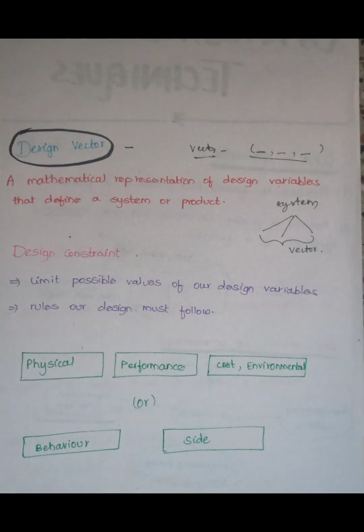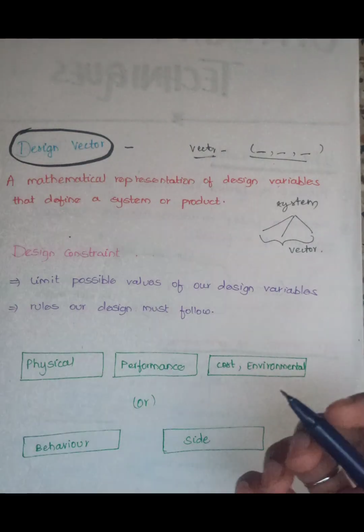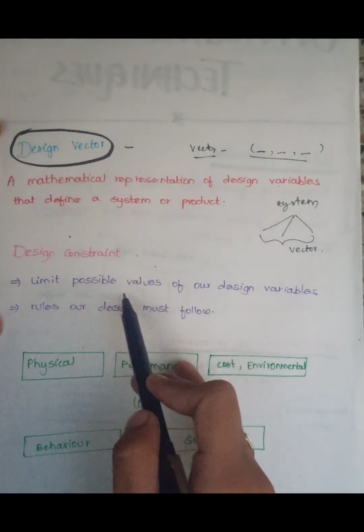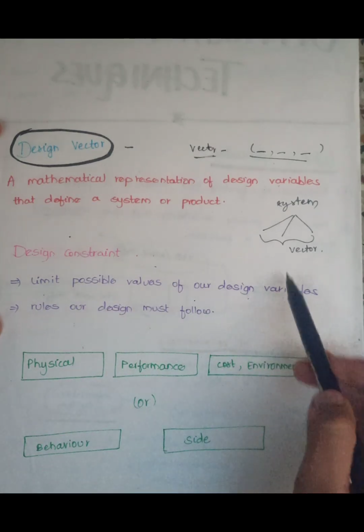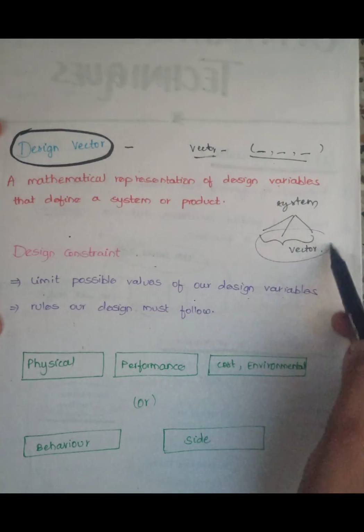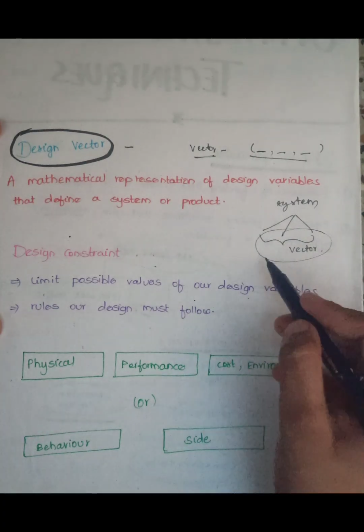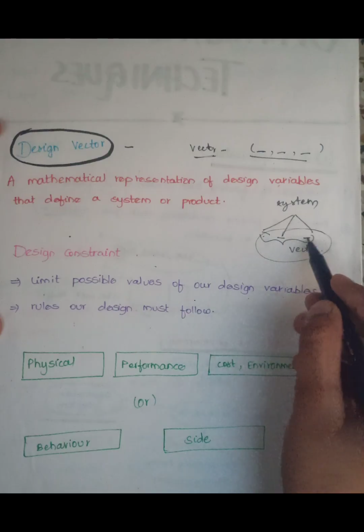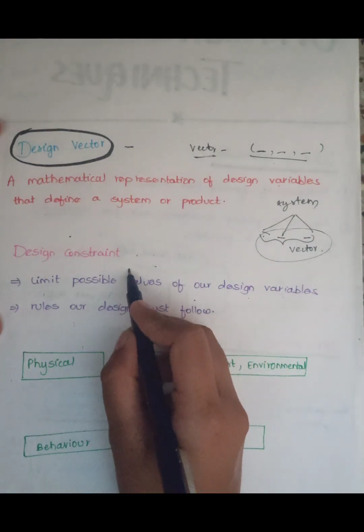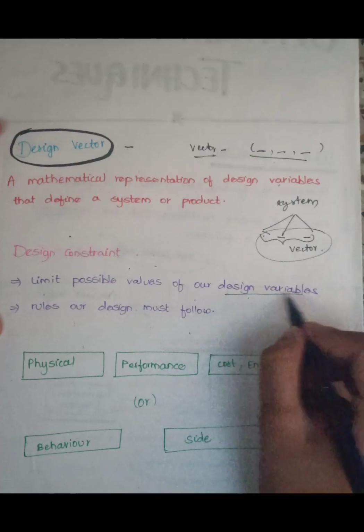So the next term is design constraint. As we all know, what's a constraint? A constraint is something like a restriction, right? So design constraints limit the possible values of our design variables. So the design variables which exist in the design vector take some values, right? These variables are being restricted to certain values or a limit by design constraints. So these design constraints limit the values of design variables.